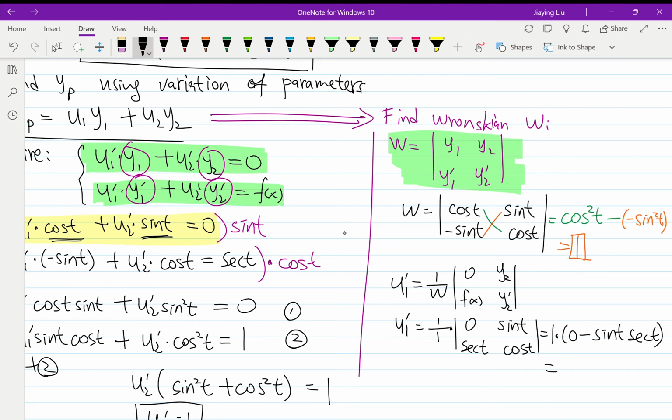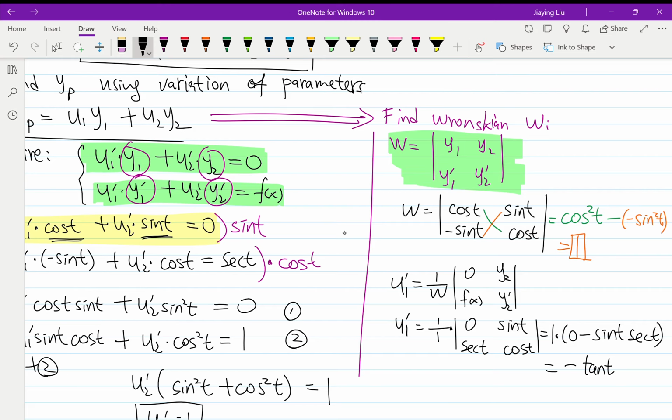Obviously we don't have to write the 1. This is 0, we can ignore. We just have negative sine t secant t, which is negative tangent t, because secant is 1 over cosine. So you get negative sine over cosine.